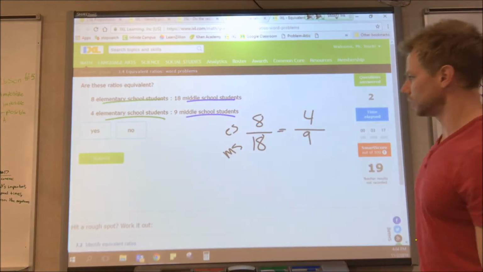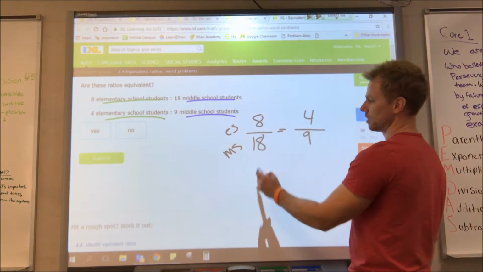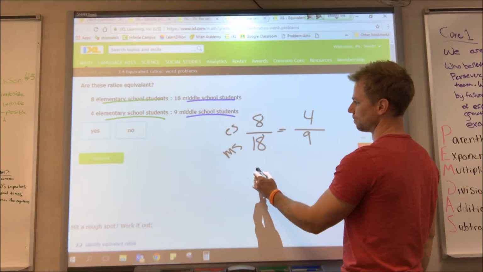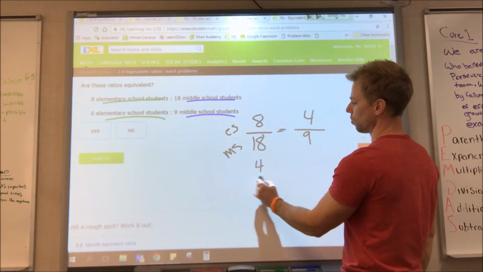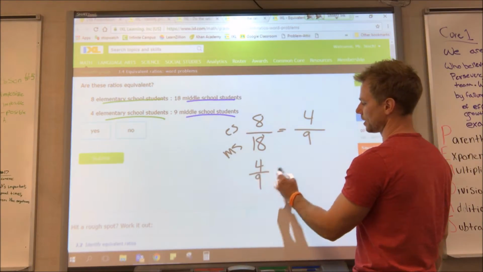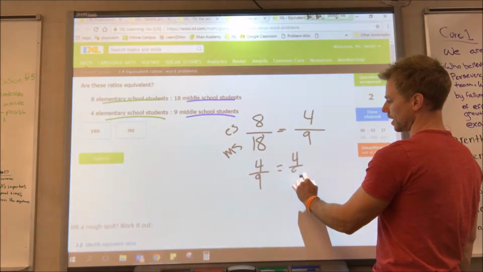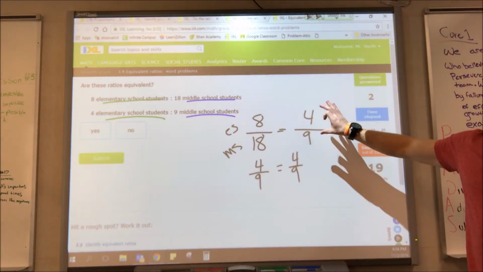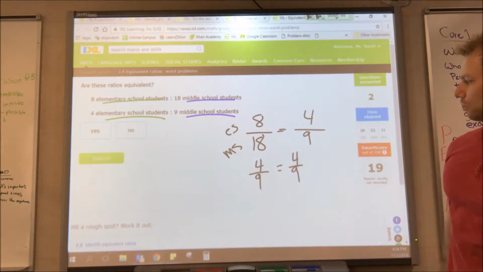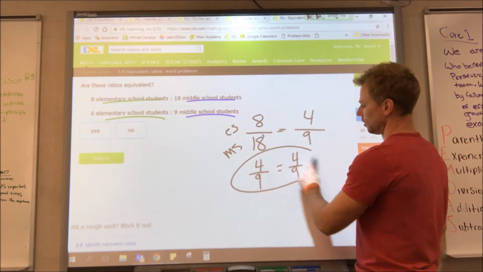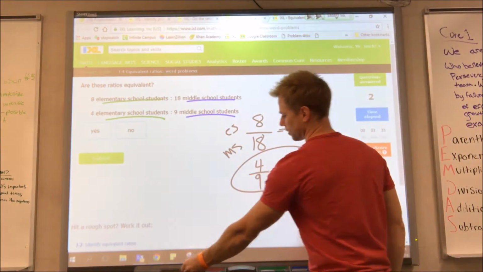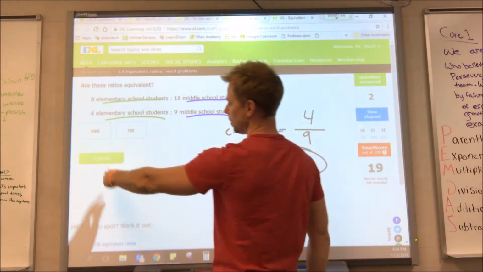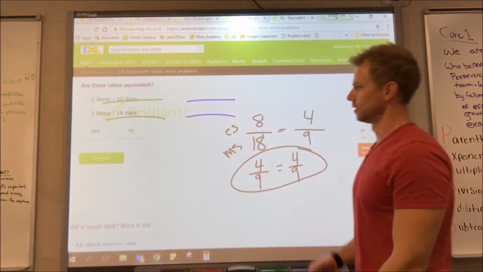Do any reducing that I can. 2 goes into 8 and 18. 8 divided by 2 is 4. 18 divided by 2 is 9. The other side I cannot reduce because there's no greatest common factor that goes into both of those. But I get 4 ninths and 4 ninths. They are equal. It's the same. So are they equivalent? Yes, they are.